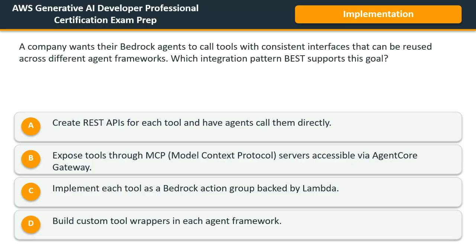Option D builds custom wrappers per framework. That is exactly what the question is trying to avoid. It creates duplicated integration work and ongoing maintenance burden. For cross-framework tool reuse, if you need write once, use everywhere, think MCP. The correct answer is B.